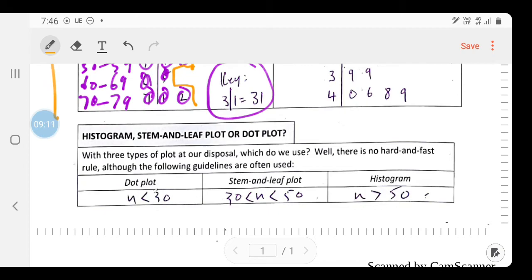If the size of your data set is less than 30, you might use a dot plot. If it's between 30 and 50, you might use a stem and leaf plot. That's a bit unrealistic. That only gives you a range of 20. You would basically never see stem and leaf plots in that case. I'd say between 20 and 100 use a stem and leaf plot, and a histogram for n greater than 50. Yeah, histograms do not work well for very low sets of data.